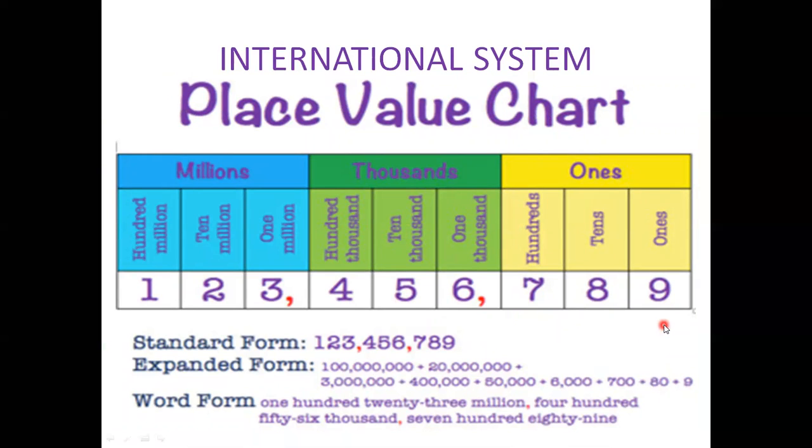Next, international place value chart. So we will start from the right side. First digit place value is ones. Second digit place value is tens. Third digit place value is hundreds. Hundreds, tens, ones is in the ones period. Fourth digit place value is 1000. Fifth digit place value is 10,000 and the sixth digit place value is 100,000. So these three place values are in the thousands period.